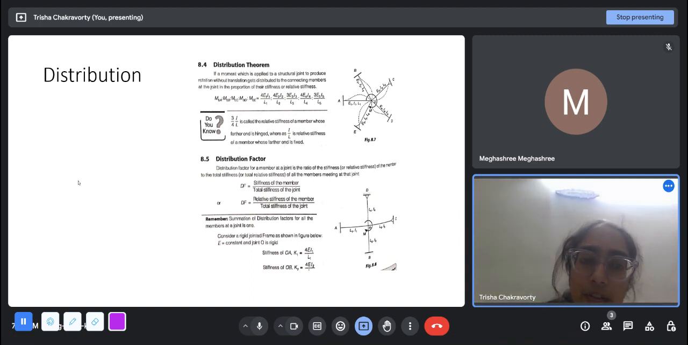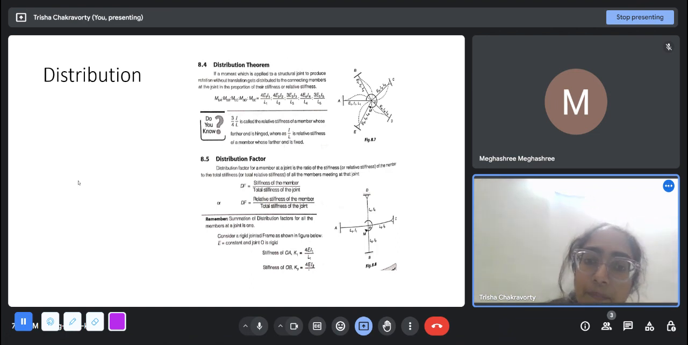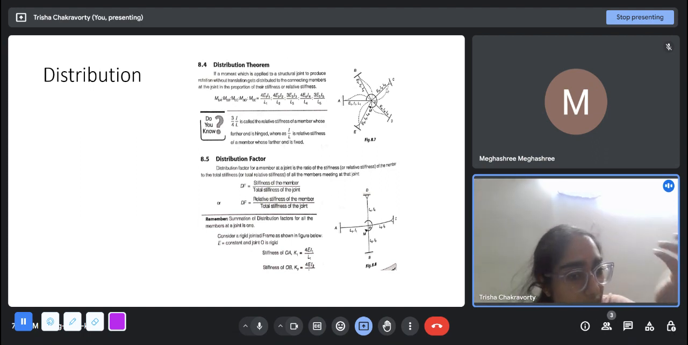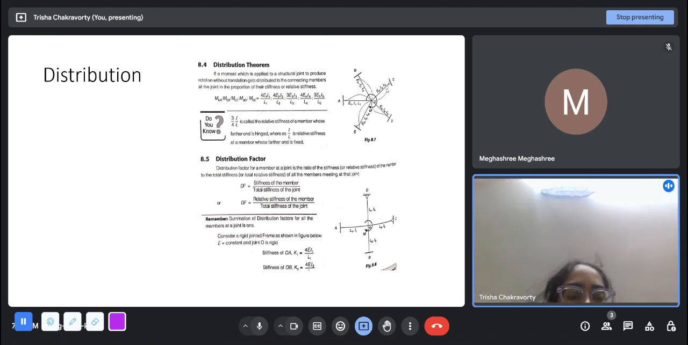If a moment which is applied to a structural joint to produce rotation without translation gets distributed to the connecting members at the joint in the proportion of the stiffness or relative stiffness. So what did we do earlier? We took a joint O and we saw the stiffness in each direction. Here there are five members, A, B, C, D, E, and all will have a stiffness. Like OB will be 4E2I2 by L2, and the hinged member OC will be 3E3I3 by L3. It will depend on the Young's modulus, the moment of inertia, and the length. All these three will be provided, and you just have to see whether the other end is a fixed support or a hinge support. Based on that, you will use 4 or 3.